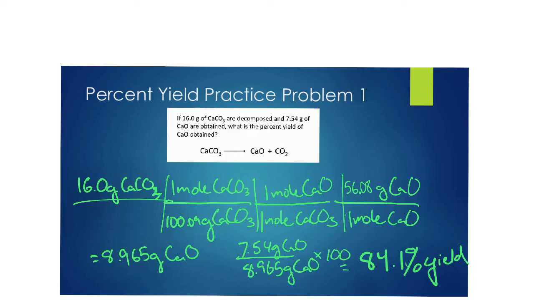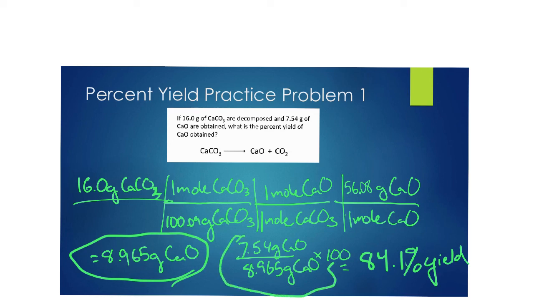Okay, so what you see here is I took the grams of the CaCO3 and converted it into moles, then used the mole ratio from the balanced chemical reaction to convert that into CaO, and then used the molar mass to convert that into grams. And I got, based off of the math, the theoretical yield to be 8.965. Plug that into the percent yield equation right here to get an 84.1% yield.